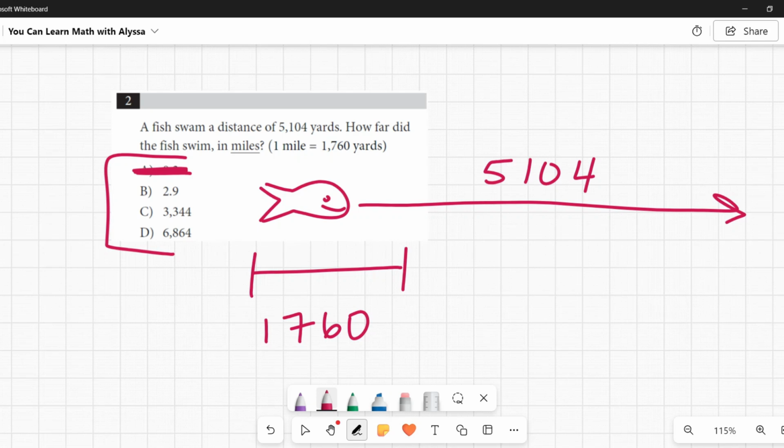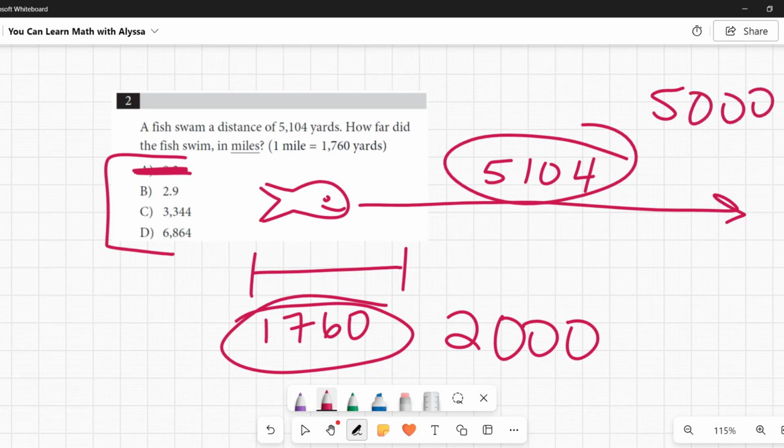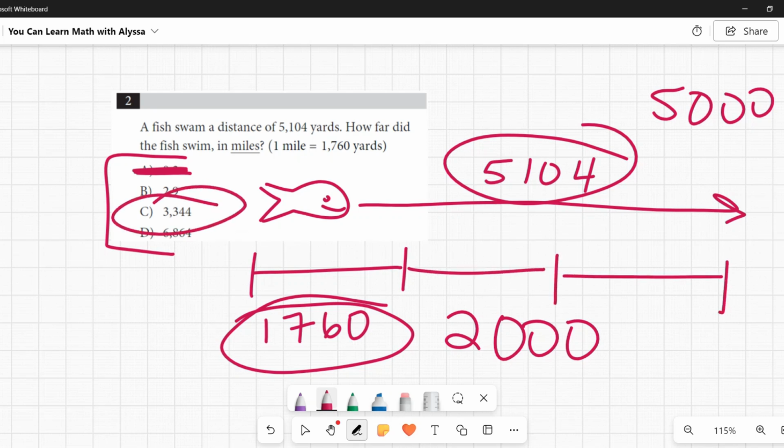How many times more? Well, if we round this to thousands, this is 2,000. And here, this is around 5,000. How many times would 2,000 go into 5,000? How many of these would we have? It's not going to go in 3,000 or 6,000, 7,000 times. It's going to be about 3. That's the only one that makes logical sense.